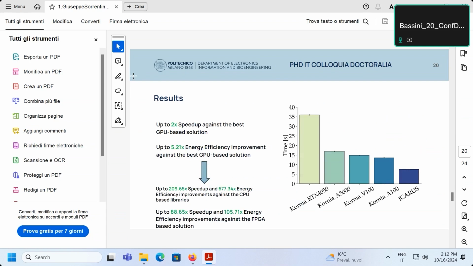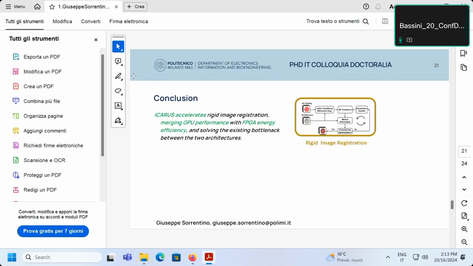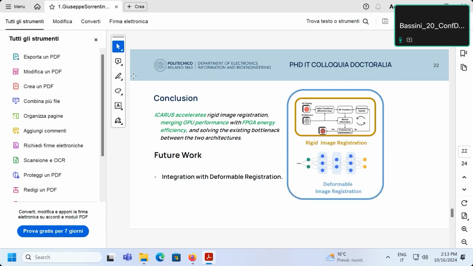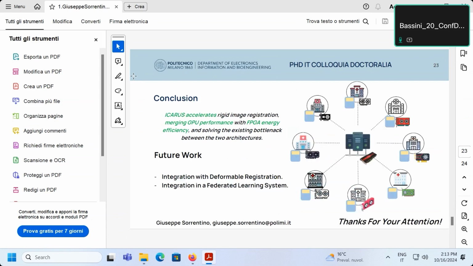Obviously, if you then consider the comparison against FPGAs and GPUs, numbers are much higher. At this point, I essentially merged the benefits of programmable logic and SIMD architectures in a rigid registration step. But the idea is then to extend this step to the non-rigid ones and then use the PL part of Versal systems to integrate this project into federated learning applications.